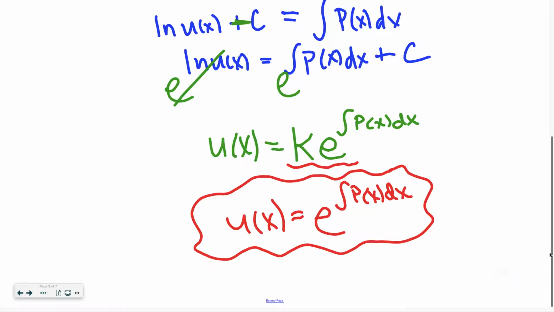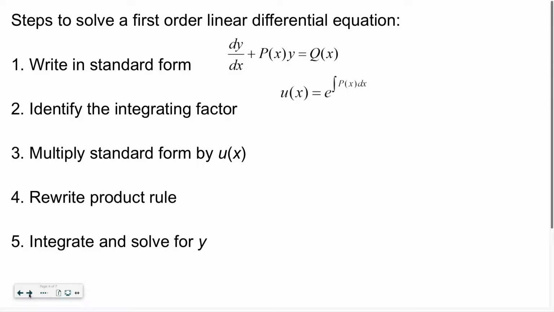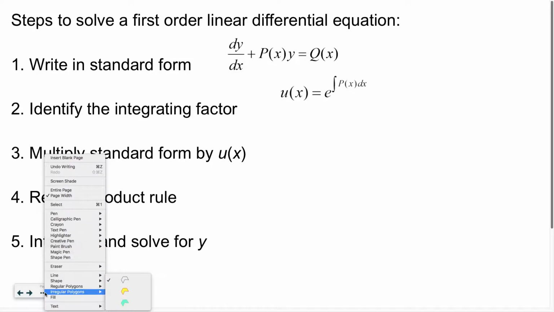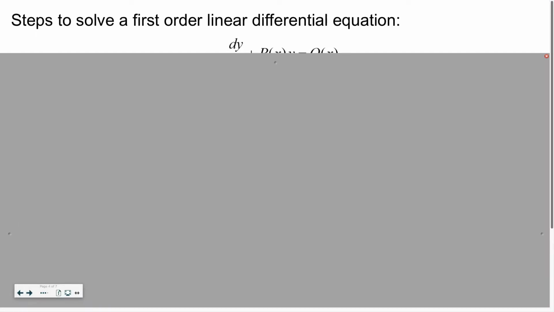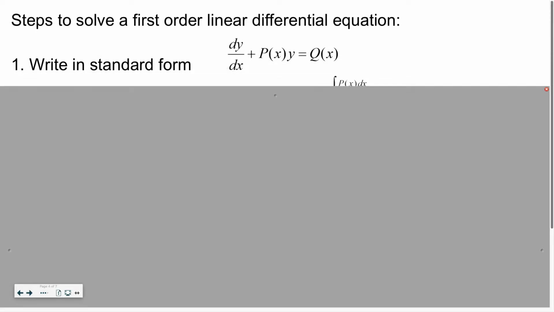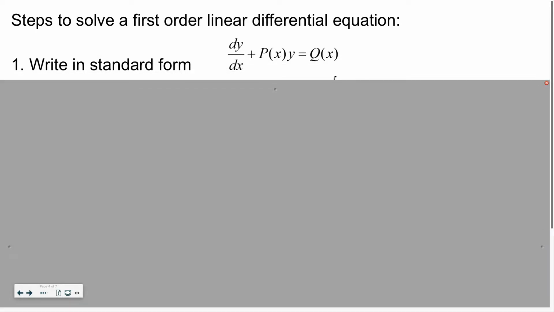All right, so here are your steps. Are you ready? There's an e there. Your first step: write it in standard form if it isn't already.